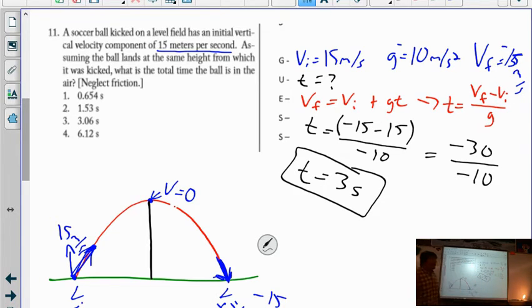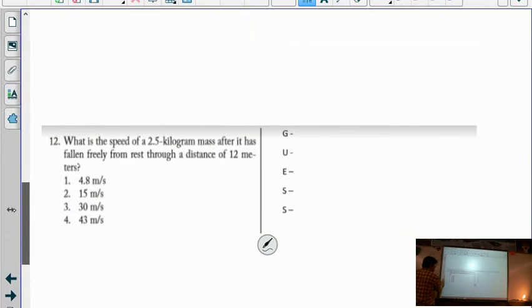Okay, so that was a tough one. You had to understand about positive and negative direction. I could have just looked at this and said, this is my initial velocity, this is my final velocity, and called it 15, and done it that way. But I showed you this way, okay? So scrolling down. Okay, number 20.